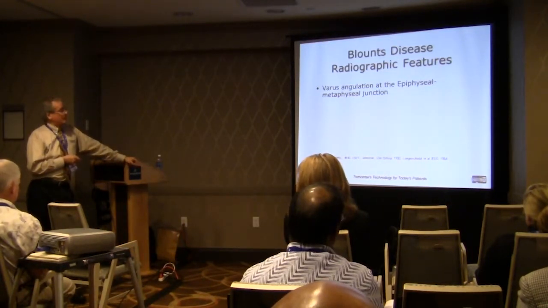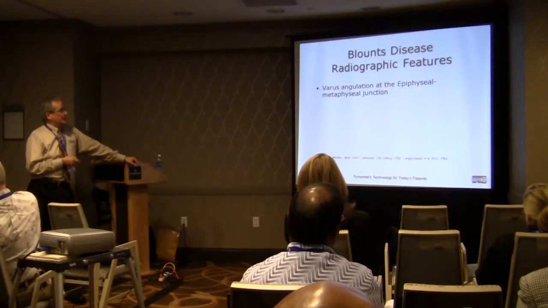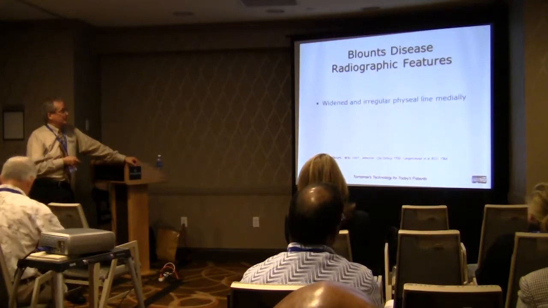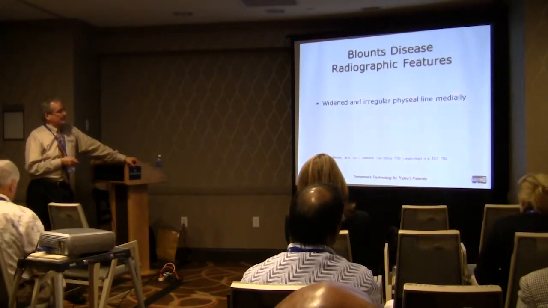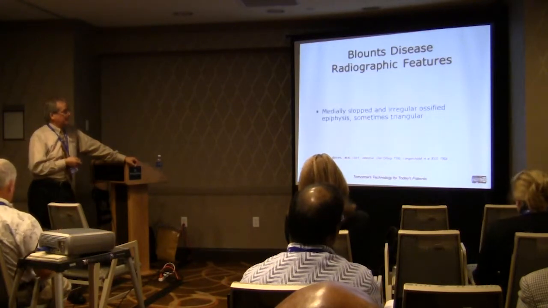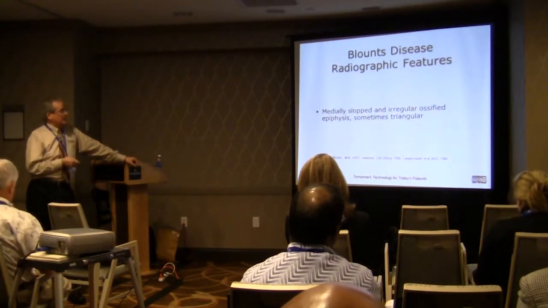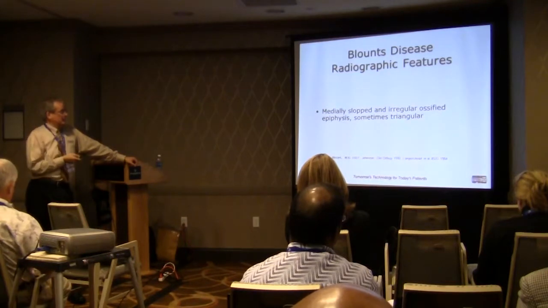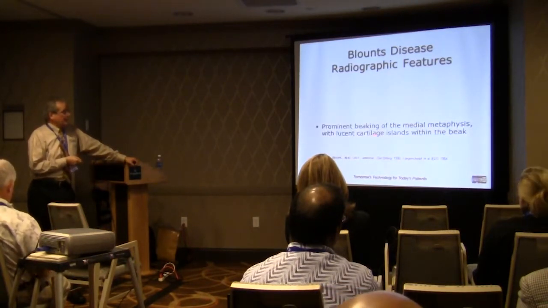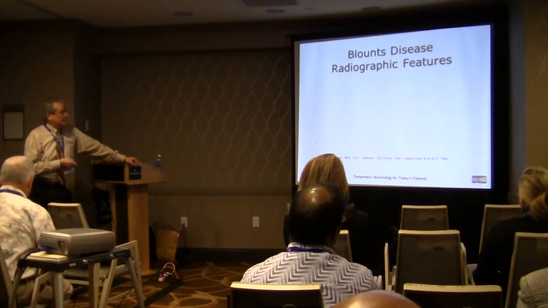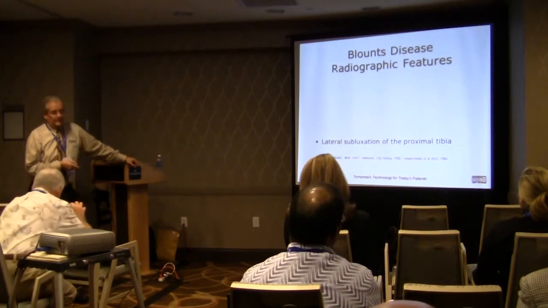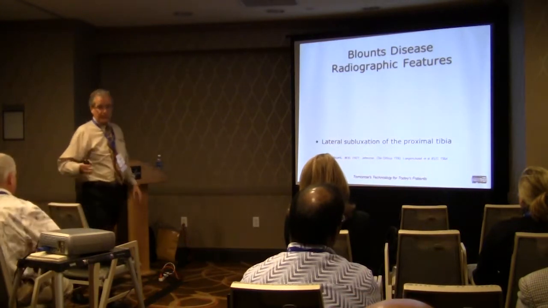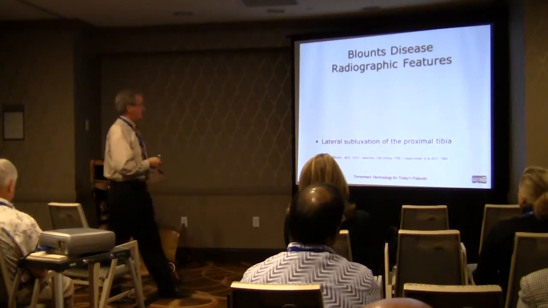The radiographic features: varus angulation at the epiphyseal-metaphyseal junction, widened physis, minimally that growth plate. I'll show you an x-ray in a minute. Medially sloped ossified epiphysis, prominent beaking of the medial metaphysis, cartilage islands, and lateral subluxation of the proximal tibia, that lateral thrust that you see with these kids.